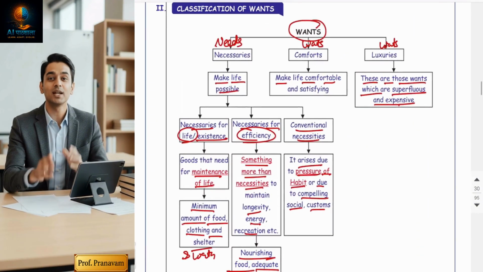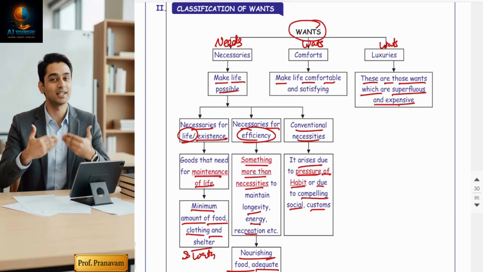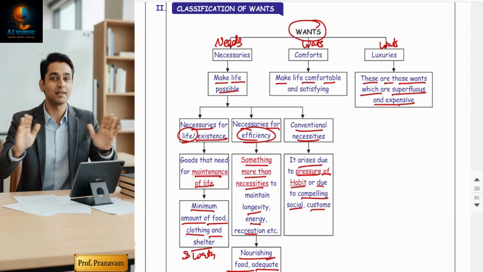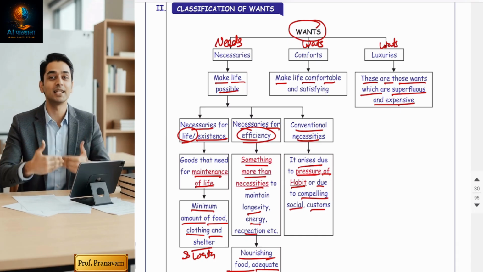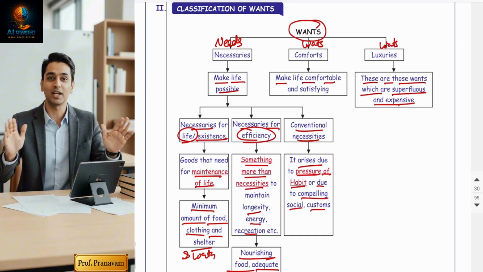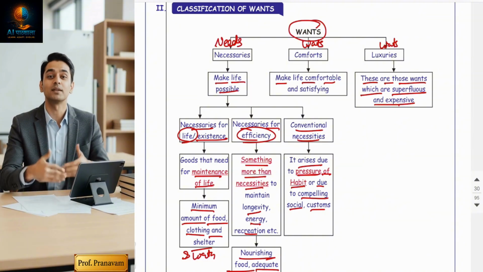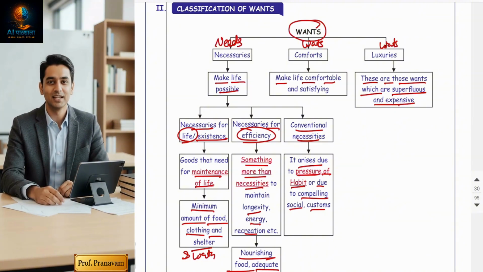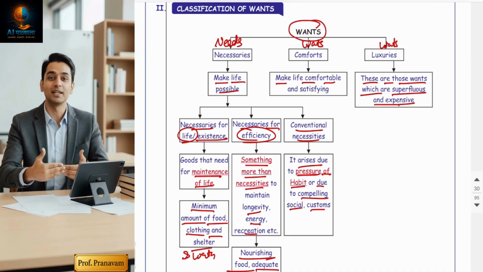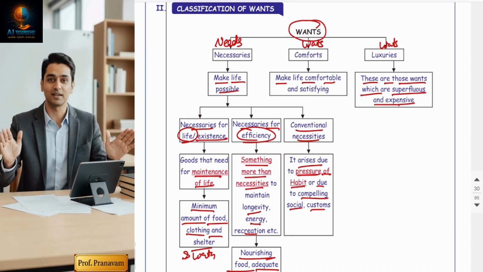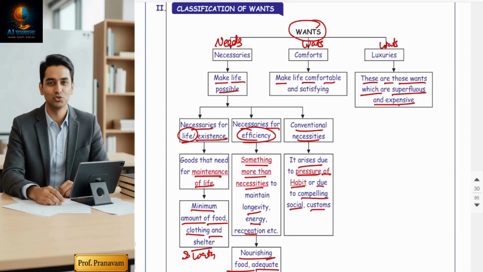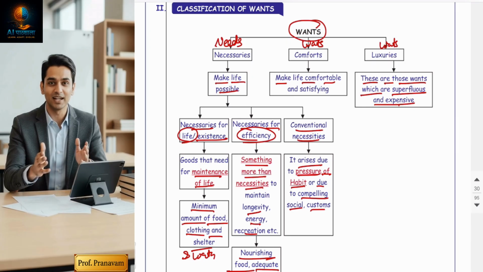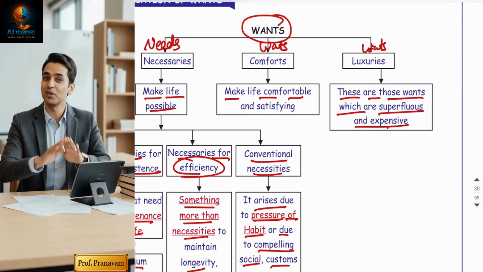For example, let's compare all three. Minimum food and proper food is necessity, but butter chicken, everyday varieties of food, new dishes you prepare at home, that's comfort. But eating in a five-star hotel, eating in a restaurant every day, that is luxury. Now, 1 BHK is my necessity. 2 BHK is comfort. Bungalows and mansions are my luxury, and they have no limits.